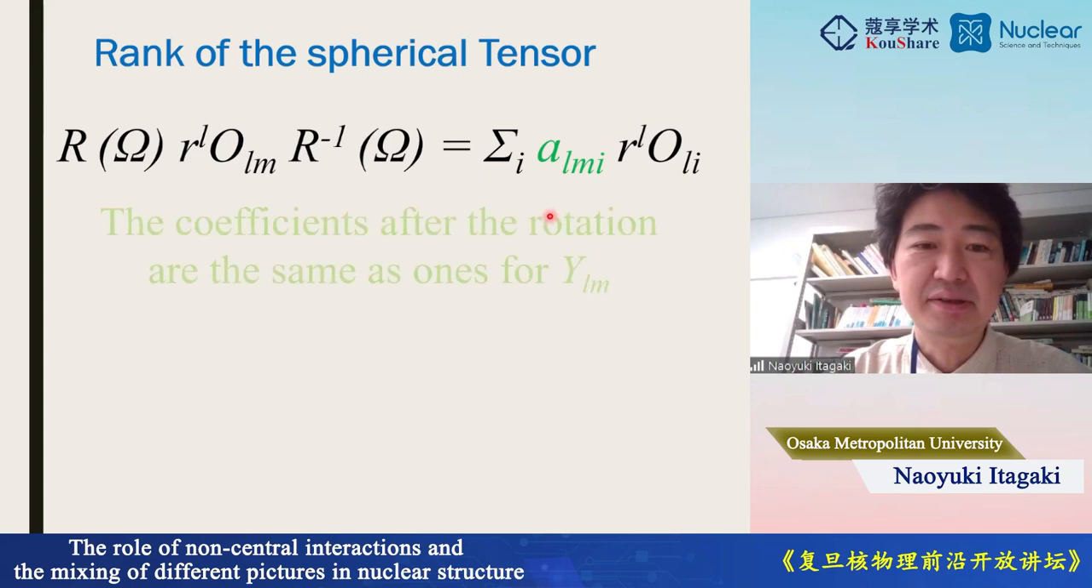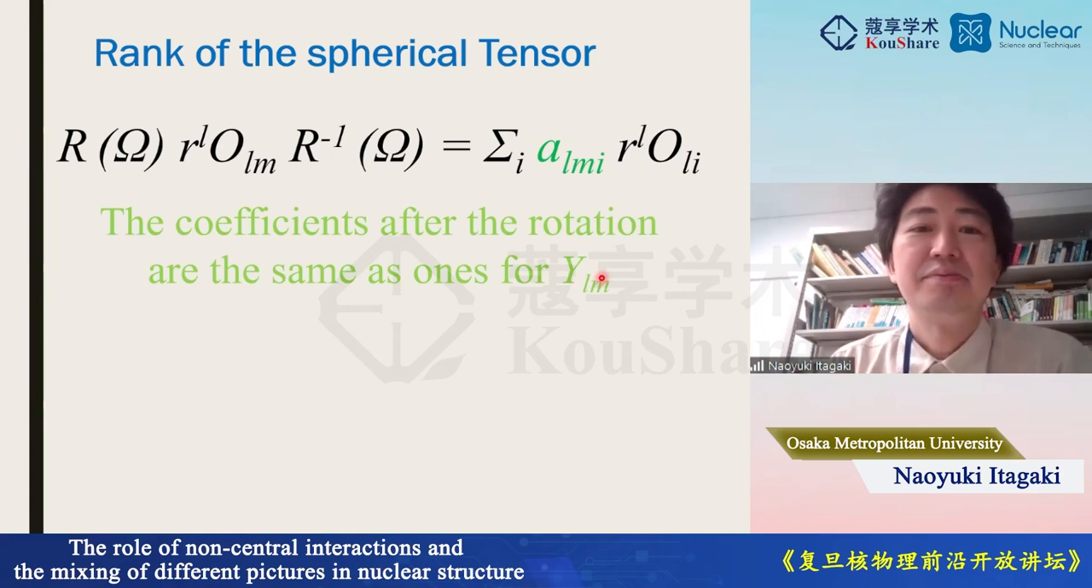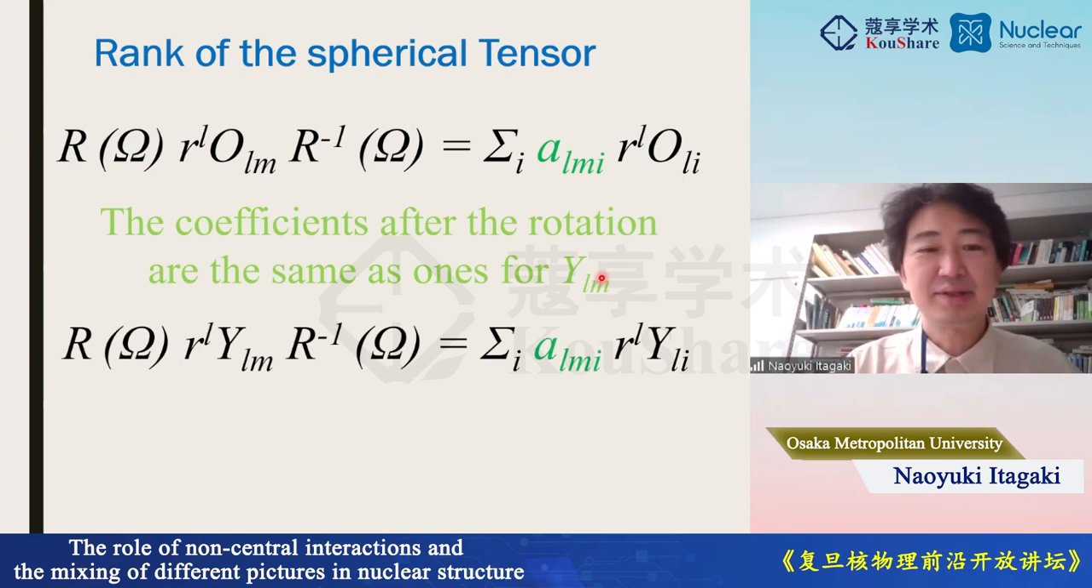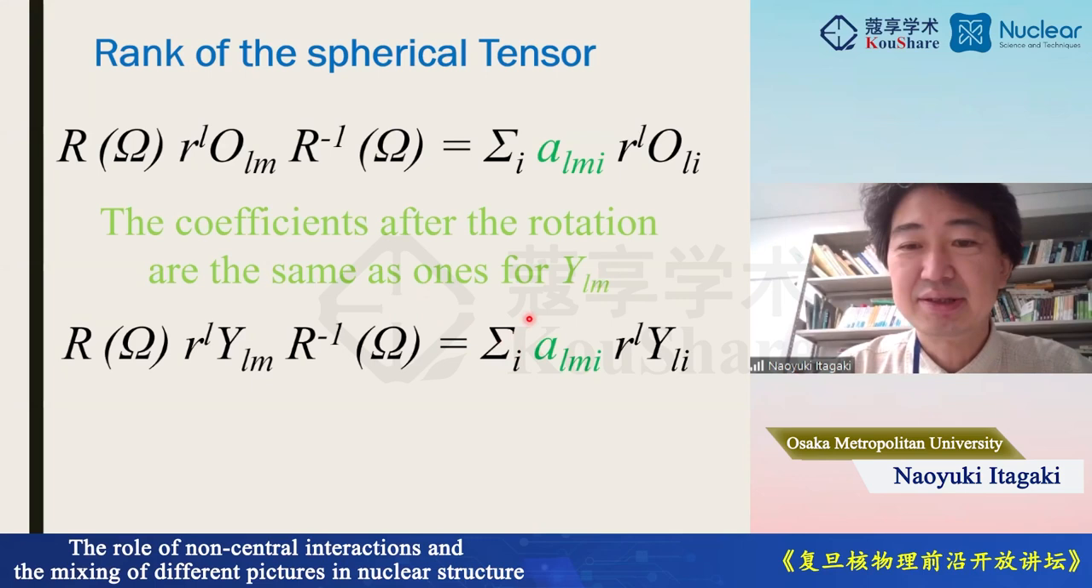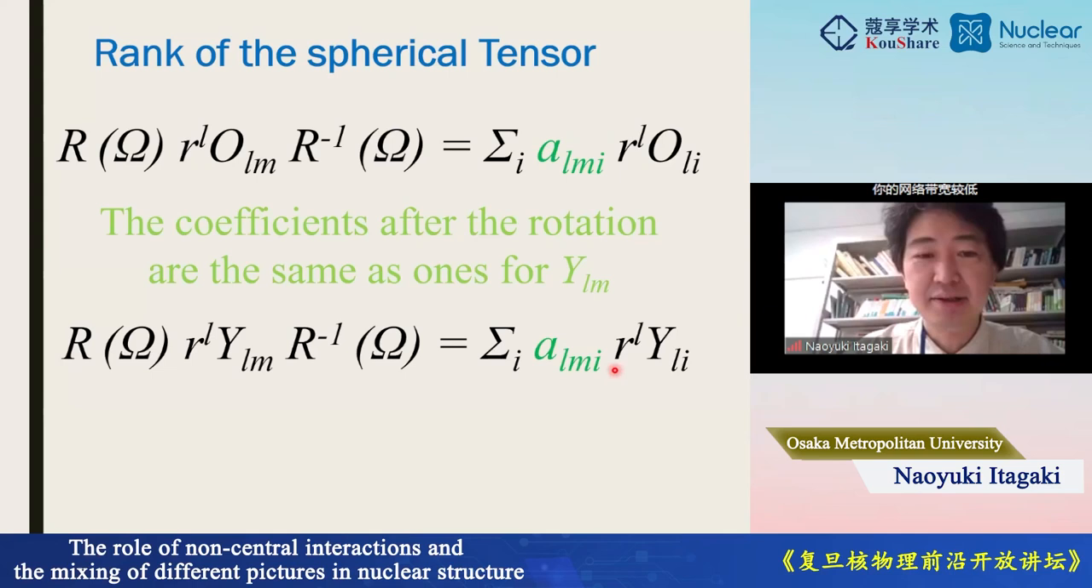If these coefficients A are the same as the ones for the spherical harmonics, then it is a spherical tensor. Spherical harmonics can be a wave function, but can also be an operator. If we rotate the spherical harmonics as an operator and get some coefficients, these coefficients depend on the Z component of the spherical harmonics. And L doesn't change after the rotation. It's just a linear combination of different Z components.